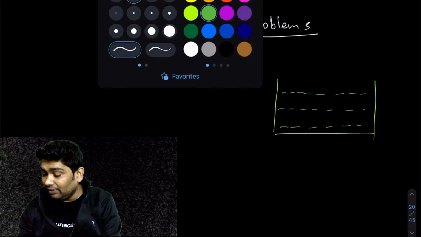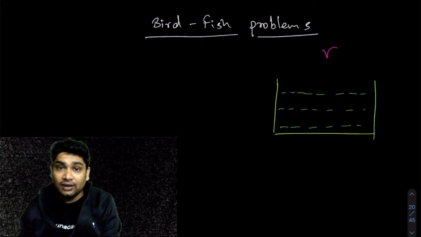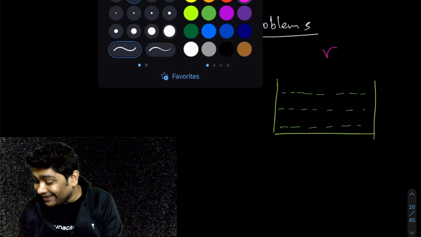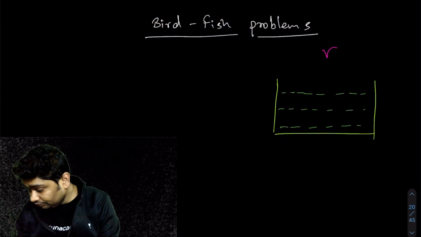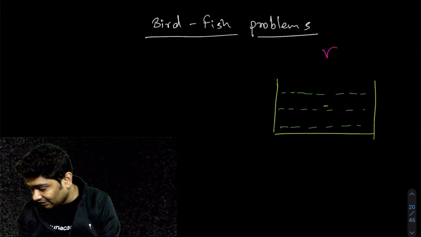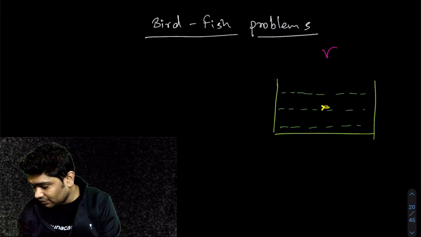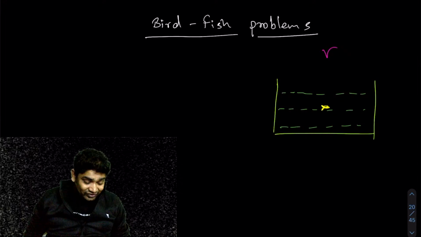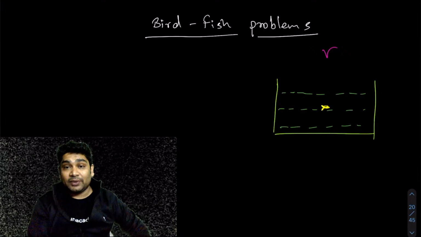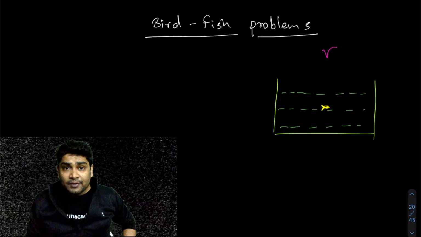And then you have a bird located outside this container. So here you have a bird. And then you have a fish located inside this container. Here is a fish. Now, the fish and the bird are moving with respect to each other, and you are expected to find their relative velocities, or the velocities of one as seen by the other.